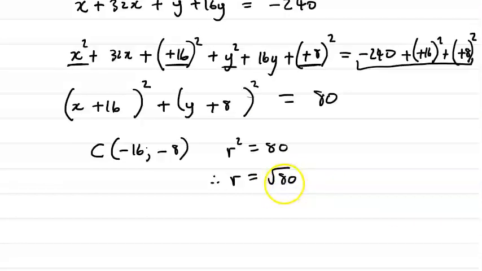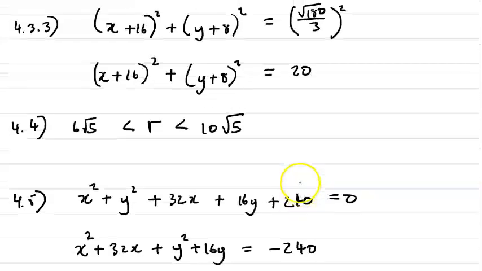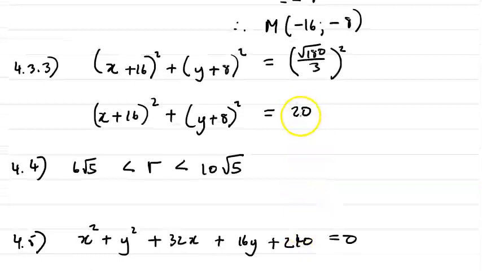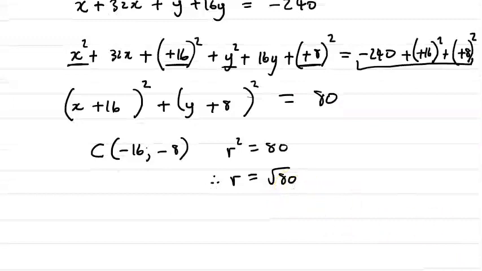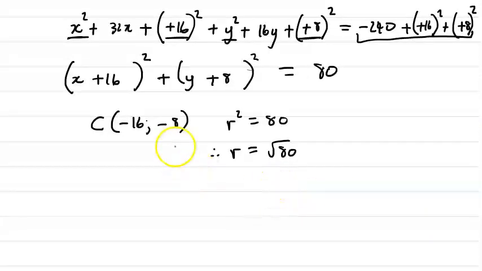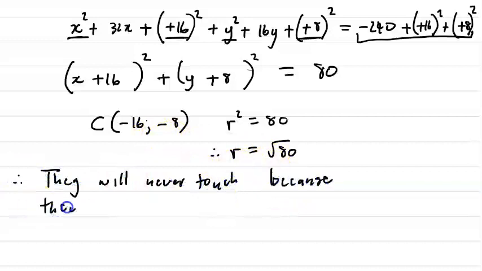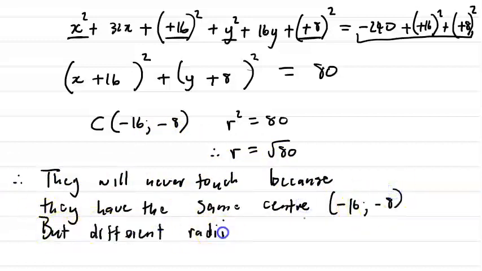Now let's compare their radii. So this radius is root 80, and for the small circle, r squared equals 20, so r is equal to root 20. So what does that mean? The radii are not the same. Therefore, if they have the same center and different radii, they will never cut each other. Now listen, that will be the solution to this particular question.